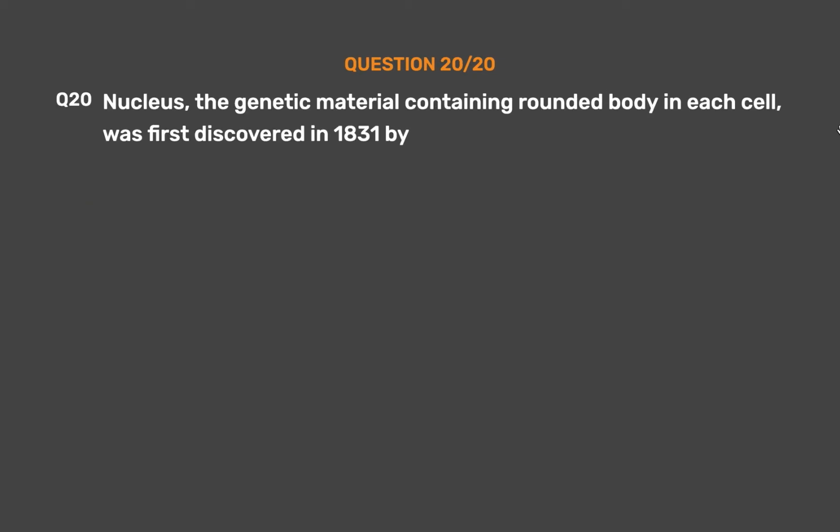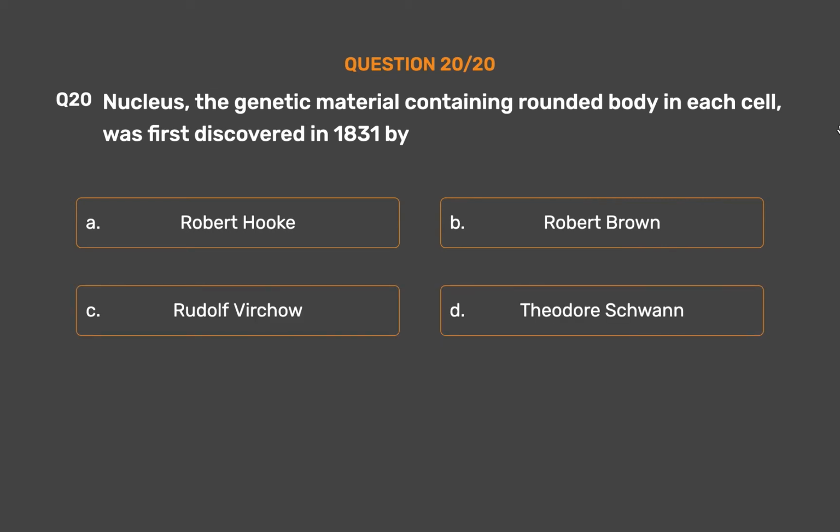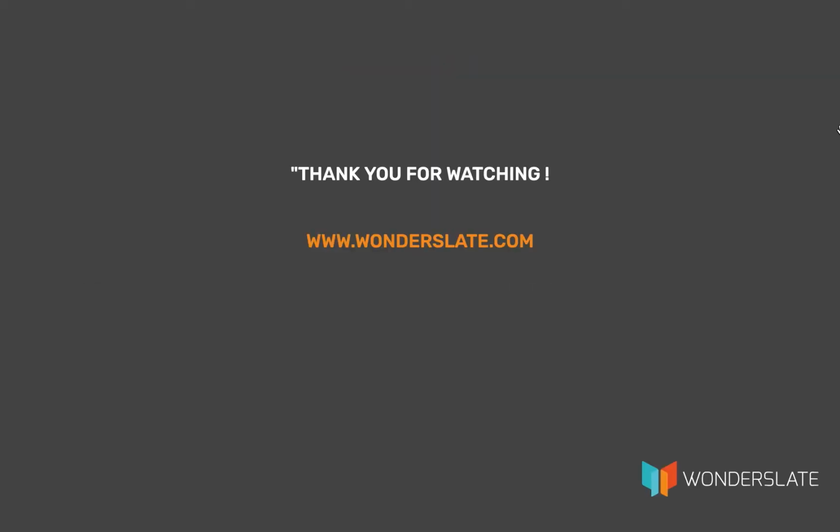Question number 20. Nucleus, the genetic material containing rounded body in each cell, was first discovered in 1831 by option A. Robert Hooke. Option B. Robert Brown. Option C. Rudolf Virchow. Option D. Theodore Schwann. The correct answer is option B. Robert Brown.